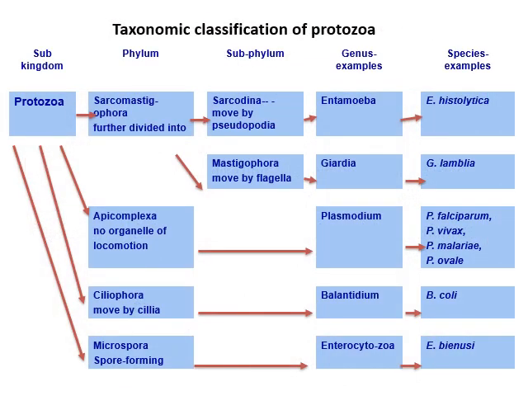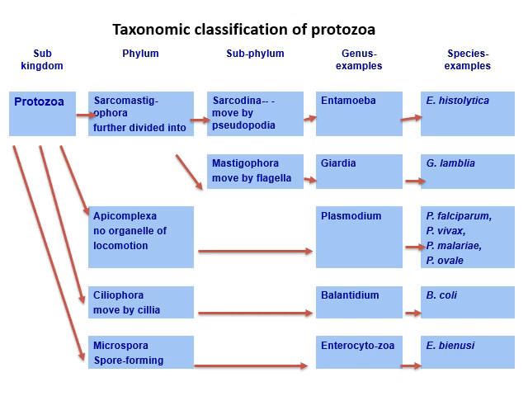The taxonomic classification of protozoa. Protozoa is a subkingdom of kingdom Animalia. It contains 4 phyla: Sarcomastigophora, Apicomplexa, Ciliophora, and Microspora.